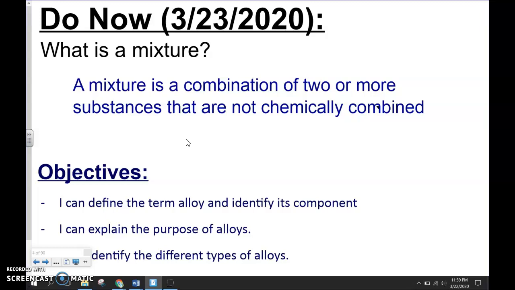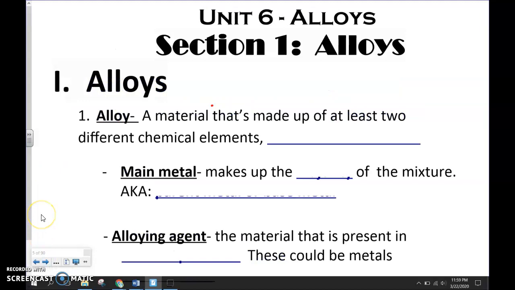Compared to salt or water on its own, like water is H2O, you're always going to have two hydrogens and one oxygen. It doesn't matter where you're getting your water from. That's how it works, right? So alloys are, as you can guess, a mixture. In other words, they are not chemically combined. It's a material that is made up of at least two different chemical elements. And again, it's a mixture, but more specifically, it is a mixture that includes a metal.